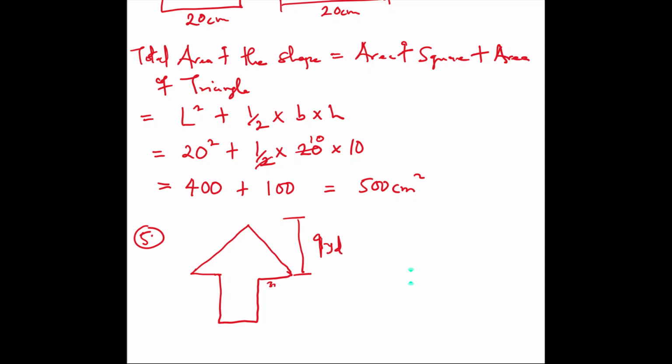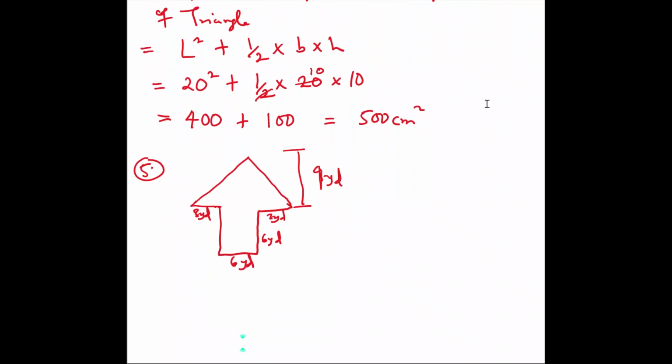From here to here is 9 yards. From here to here is 3 yards. This place is 3 yards. From here to here is 6 yards. From here to here is 6 yards.